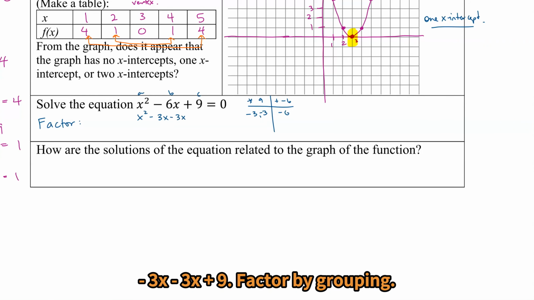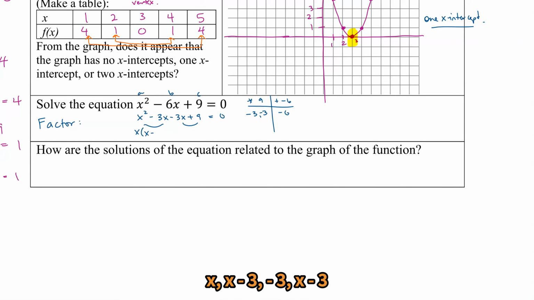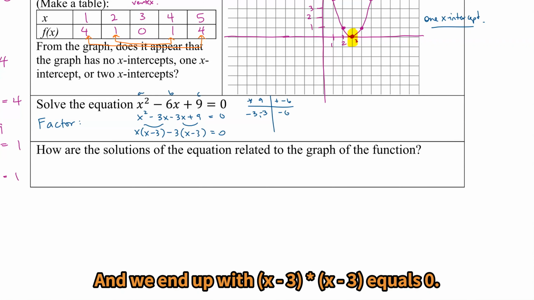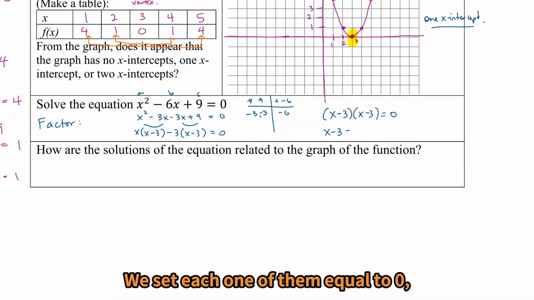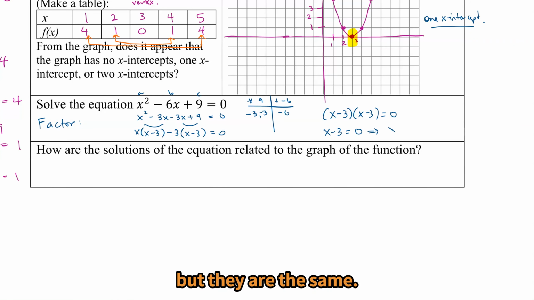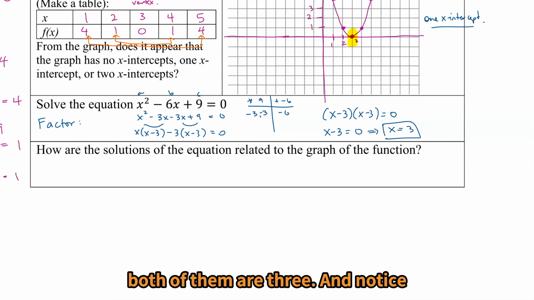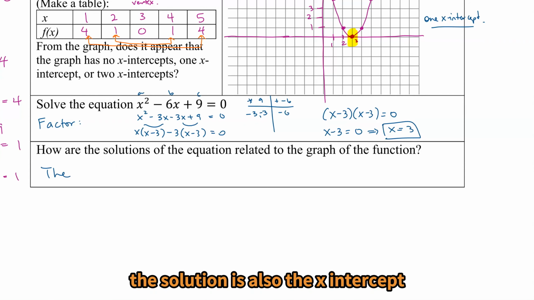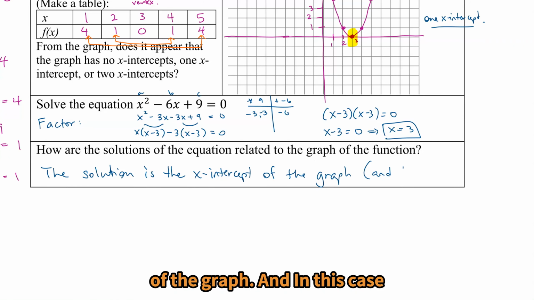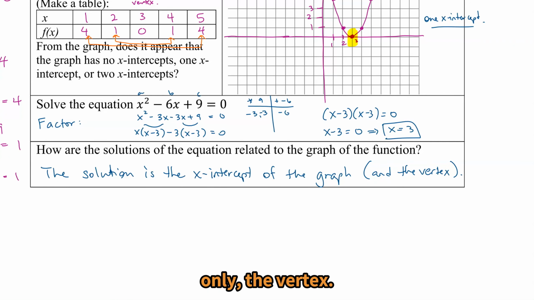We can put that in here. Minus 3x plus 9. Factor by grouping. x minus 3, x minus 3. And we end up with x minus 3 times x minus 3 equals 0. We set each one of them equal to 0, but they are the same. When we solve this, we get 2 solutions. Both of them are 3. And notice the solution is also the x-intercept of the graph. And in this case only, the vertex.